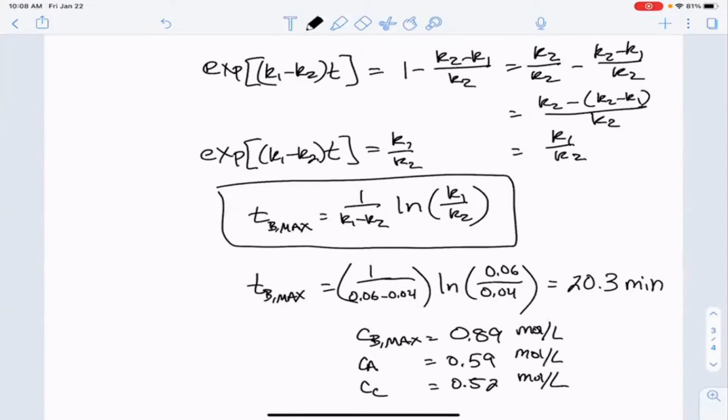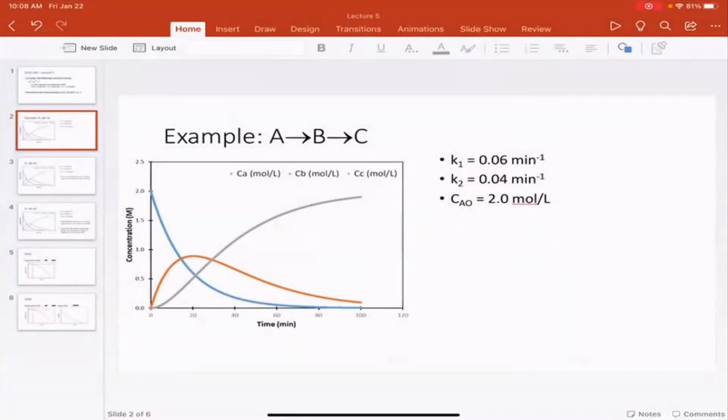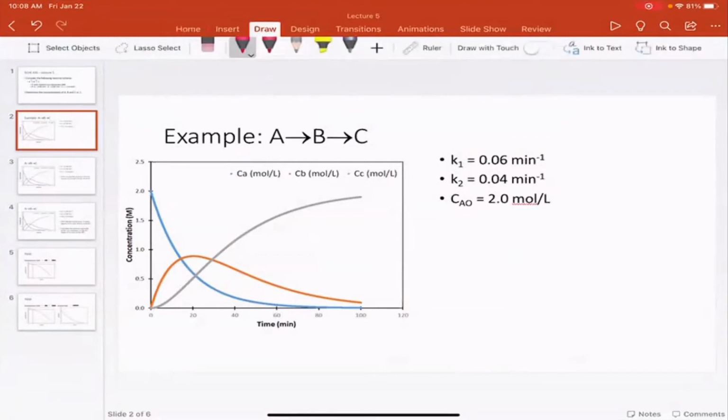And we can look and make sure that that actually matches the plots. So here you can see in this example that the concentration of B maximizes. I mean, we can see it's about 20 minutes right now, and that the concentration is probably around 0.9, right? If we just took the peak here, came straight down, and went straight that way. And that matches what we calculated, which is really, really good.